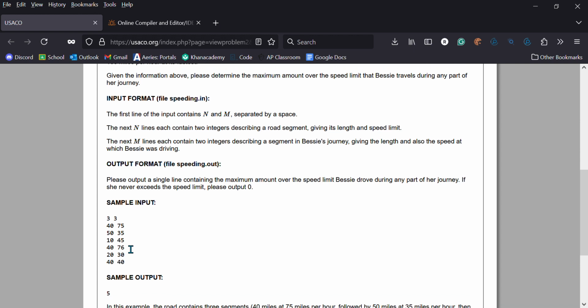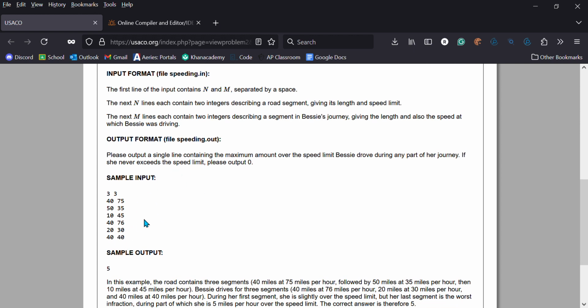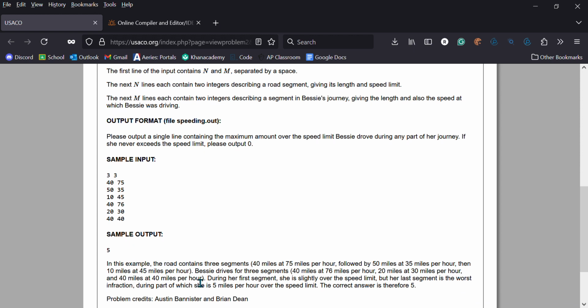Now, let's see how the sample input was solved. First, both n and m were equal, so both have the same number of segments. The road contains three segments: 40 miles at 75 miles per hour, followed by 50 miles at 35 miles per hour, then 10 miles at 45 miles per hour. Bessie drives three segments: 40 miles at 76 miles per hour, 20 miles at 30 miles per hour, and 40 miles at 40 miles per hour.